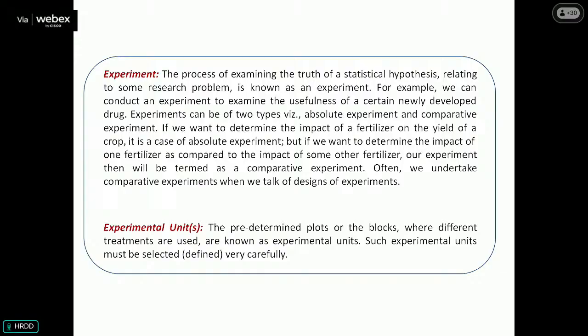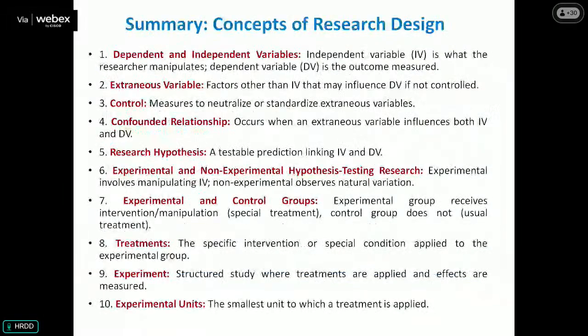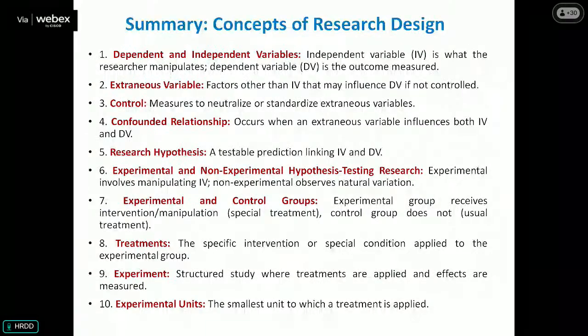Experimental units: the predetermined plots or blocks where the different treatments are used are known as experimental units. Such experimental units must be selected very carefully. So there are units; you can take these units as one sample or something. So this is the summary. In one word, it should come.